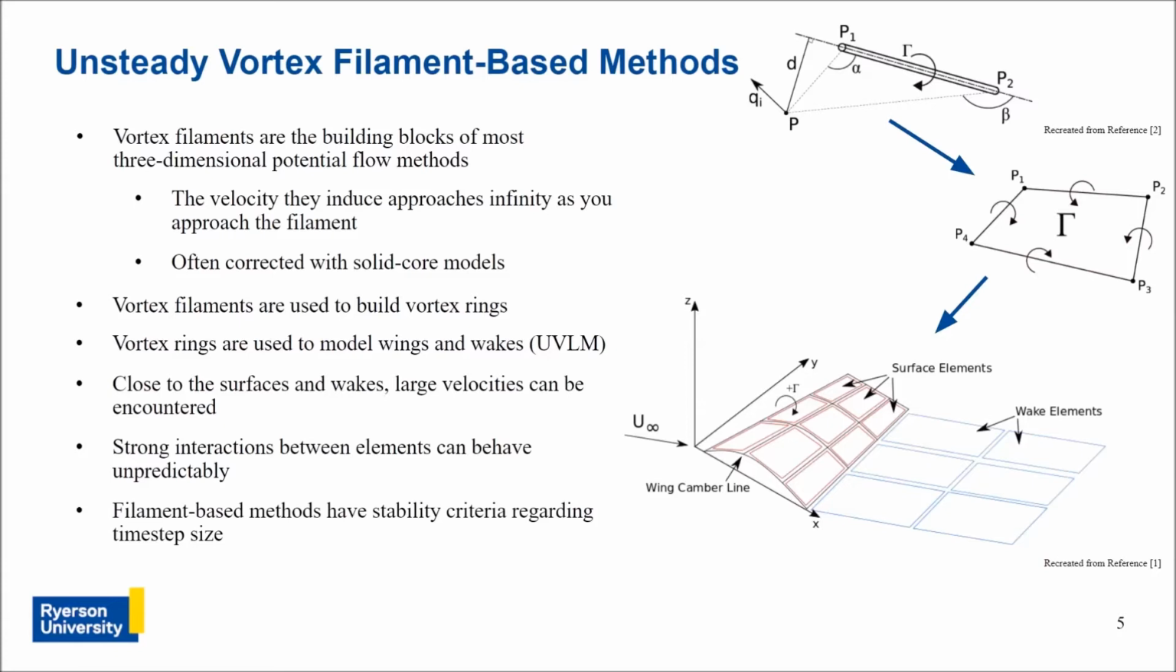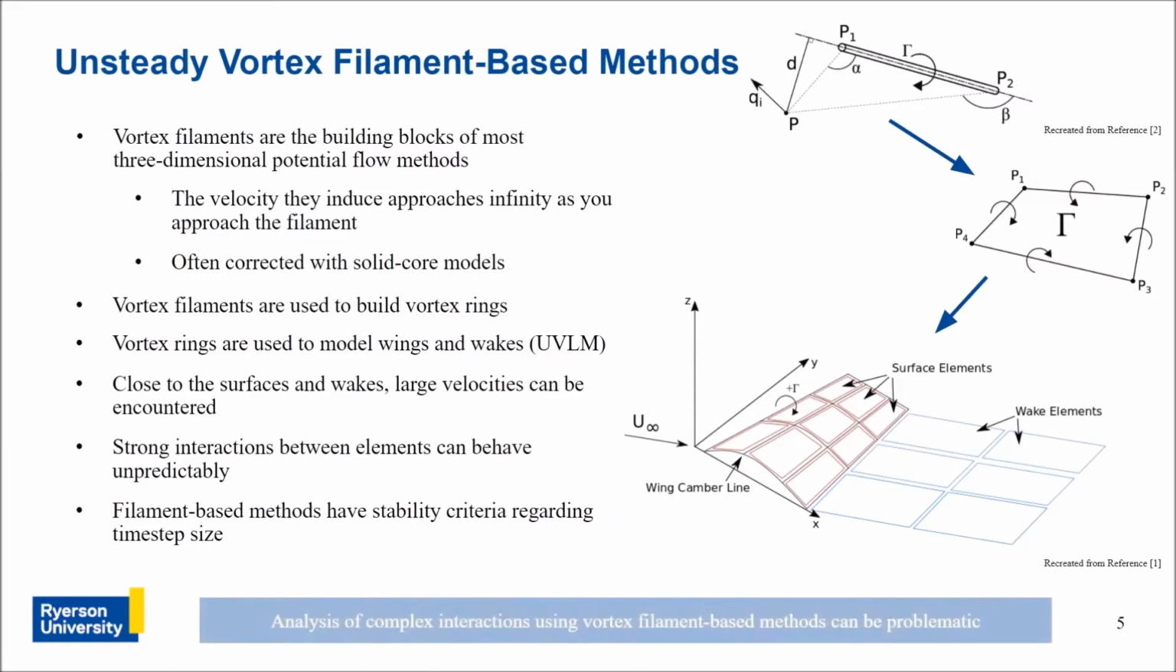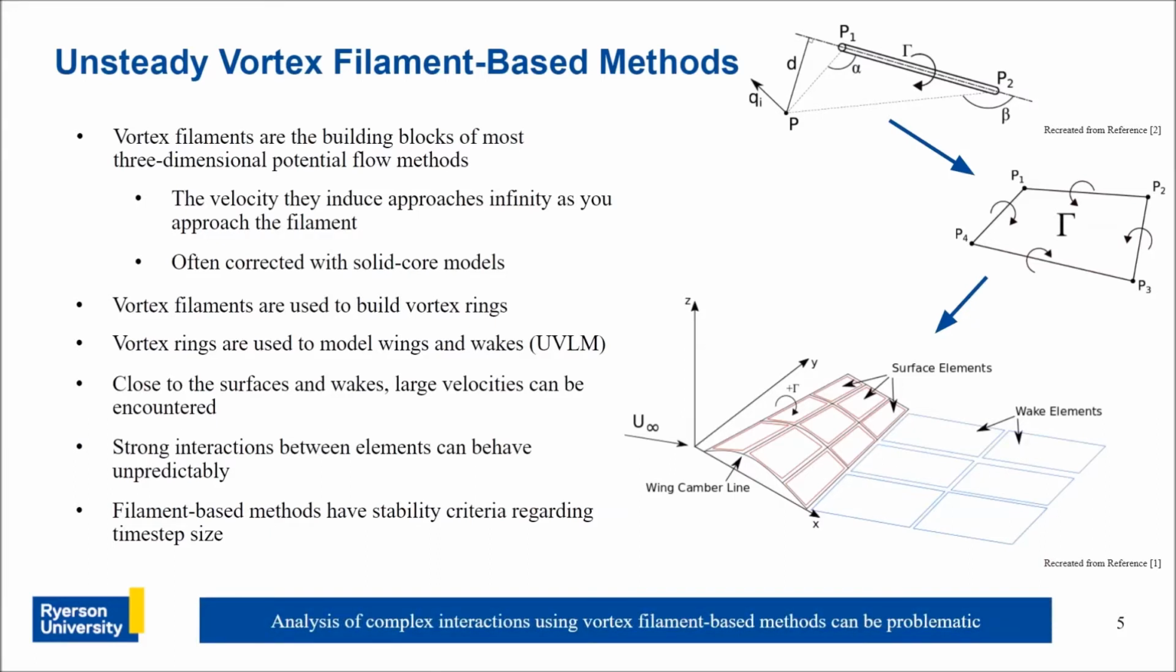In addition to this, filament-based methods like the UVLM have wake element sizing constraints for their stability, which are due to the apparent mass approximation, which uses a finite differencing method. So in addition to any issues the filaments might cause, we have stability constraints on the analysis, which are not always easy to fulfill, particularly when analyzing rotors or propellers. So as a result, analysis of complex interactions using vortex filament-based methods can be problematic. These methods are not ideal for the sort of complex surface wake interactions that we need to model in order to predict the performance of, say, a quadcopter. We need something a little more robust.